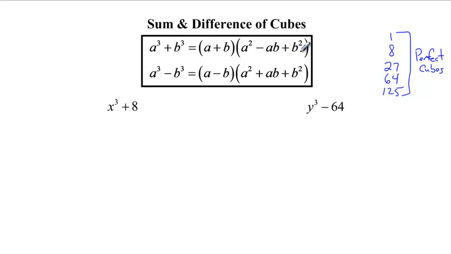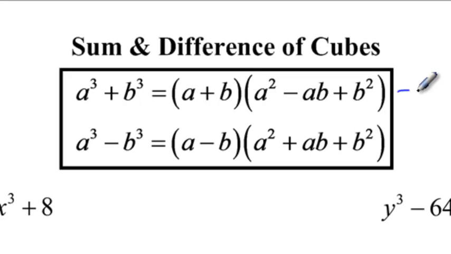Now, we have two formulas here. You can see this is the sum of cubes formula, and this is the difference of cubes formula. Basically, you're identifying something cubed plus something cubed, or something cubed minus something cubed. Once you identify those, you want to identify what the first part is and what the second part is, because then it's just a matter of plugging it into the formula and simplifying.